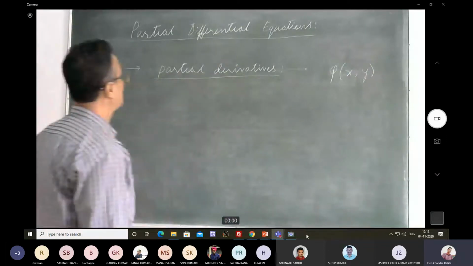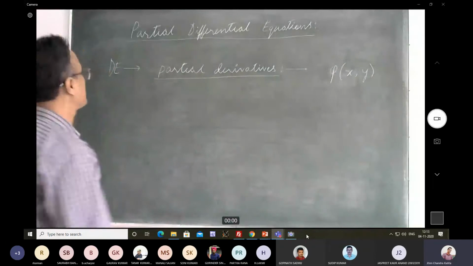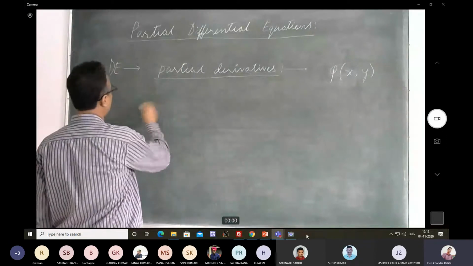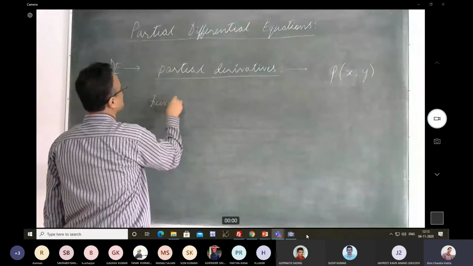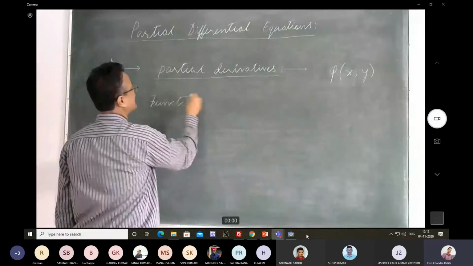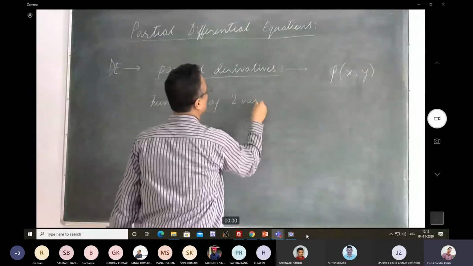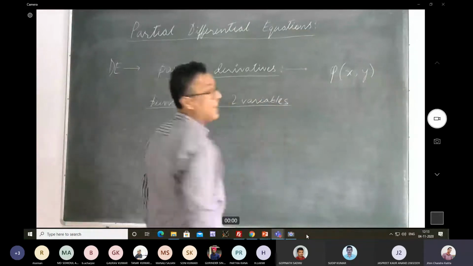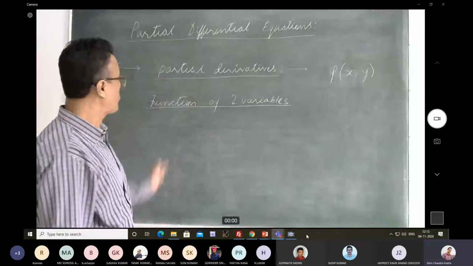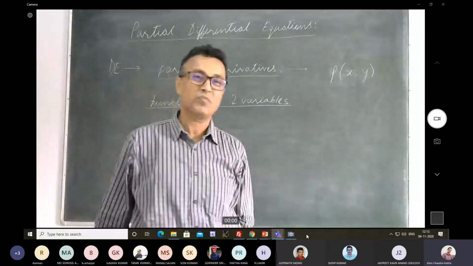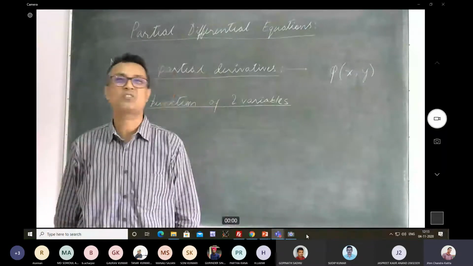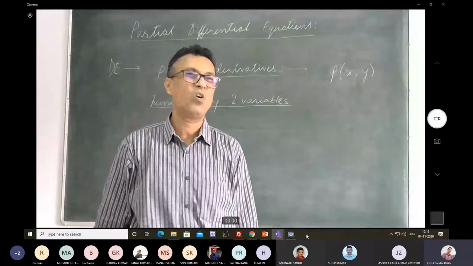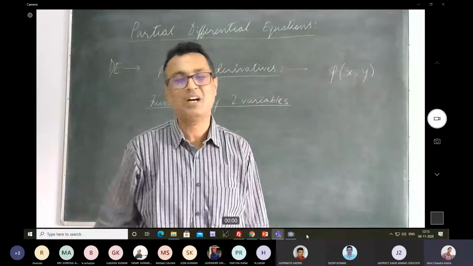So what I'm going to start with is the definition of a function of two variables, which can easily be extended to a function of n variables. But before that, let me tell you that the classification of partial differential equations into linear, non-linear, then homogeneous, non-homogeneous, quasi-linear, semi-linear, all this stuff you have already learned.